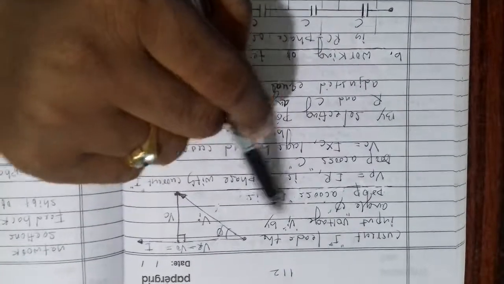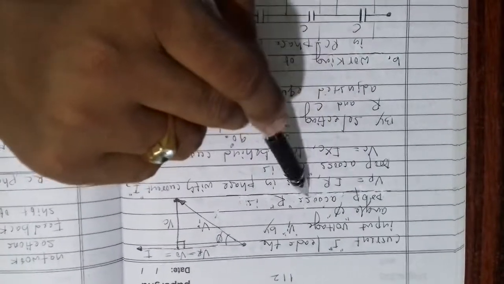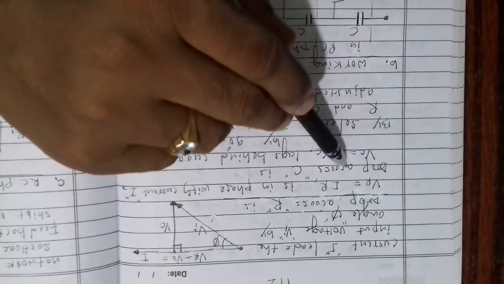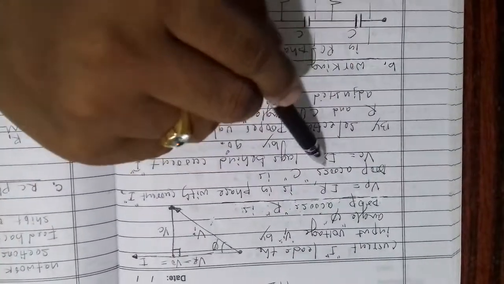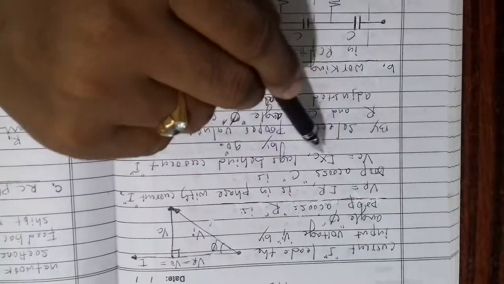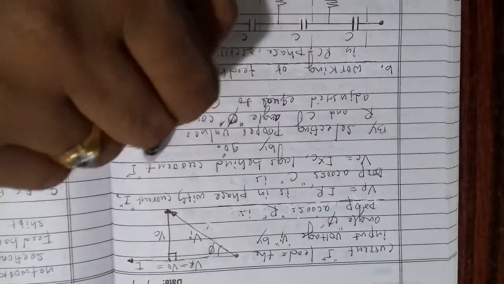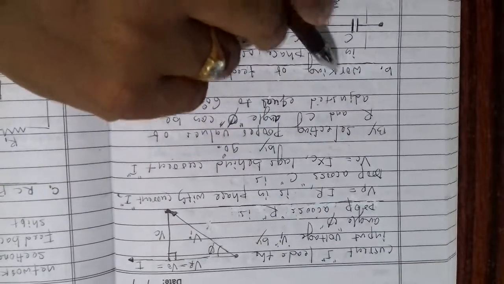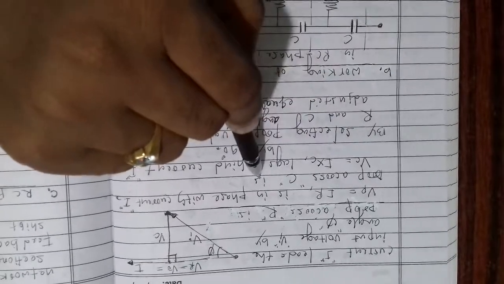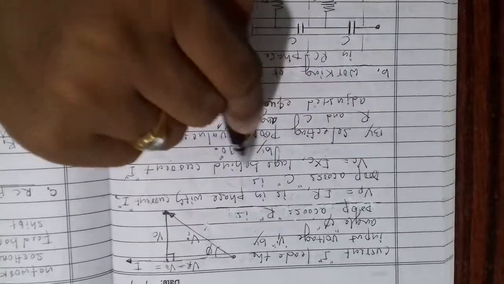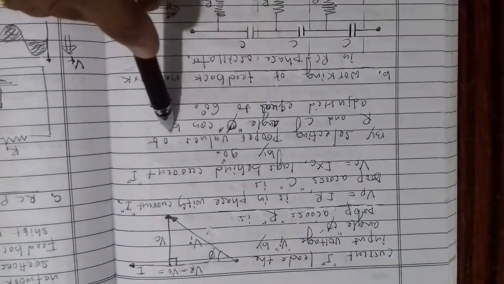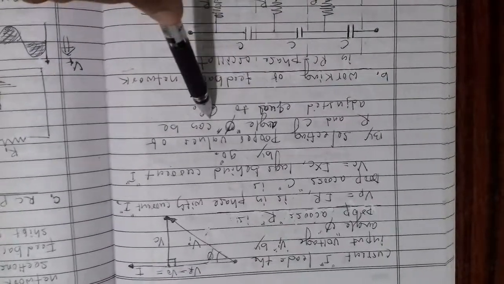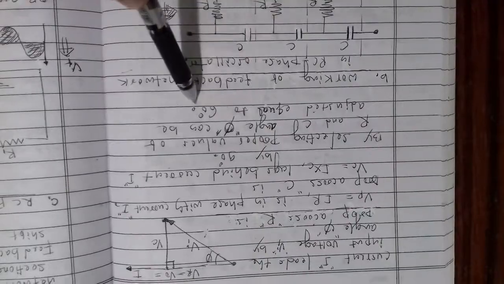Current I leads the input voltage VI by angle phi. Drop across R is VR equal to IR, in phase with current I. Drop across C is VC equal to IXC, lagging behind current I by 90 degrees. By selecting proper values of R and C, angle phi can be adjusted equal to 60 degrees.